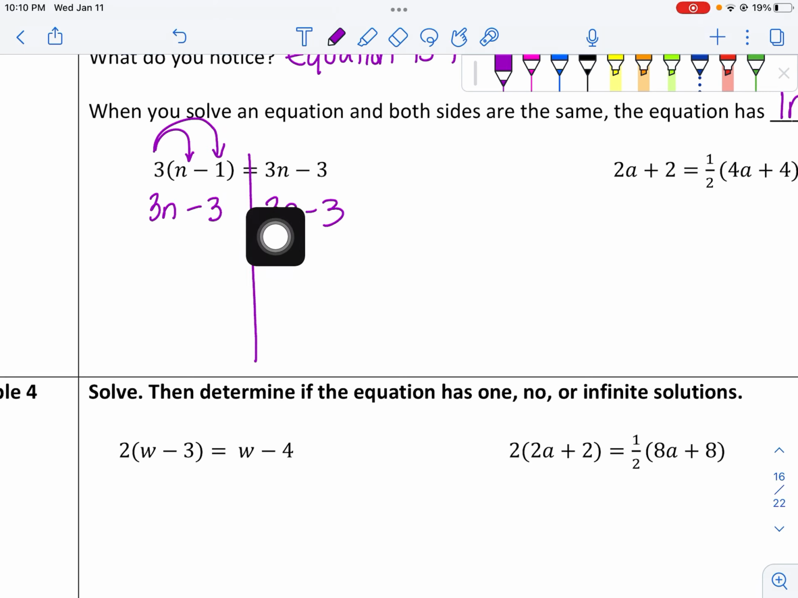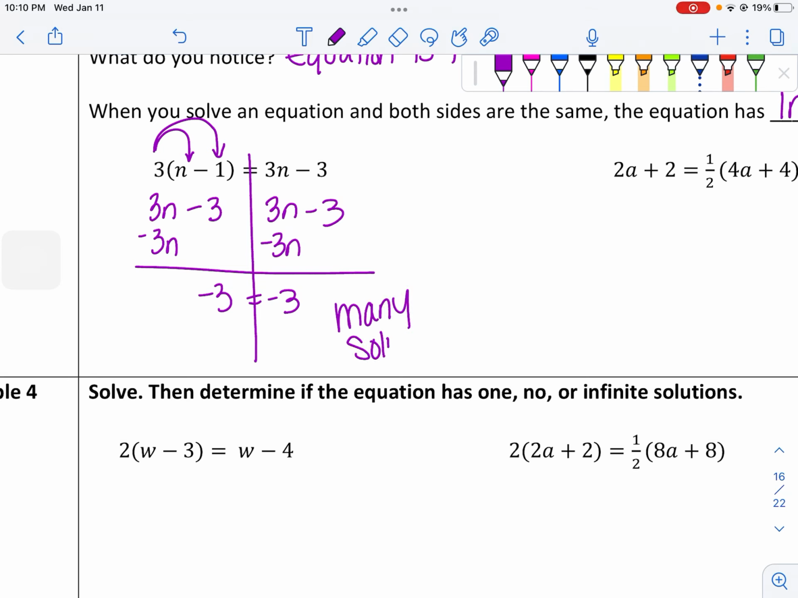It has to be the exact same. So both have positive 3n and negative 3. Positive 3n and negative 3. It would not work if it was even slightly different, like positive 3 and negative 3. Because then you would subtract 3n on both sides, and you get negative 3 equals negative 3, which is always true, so we would say many solutions.